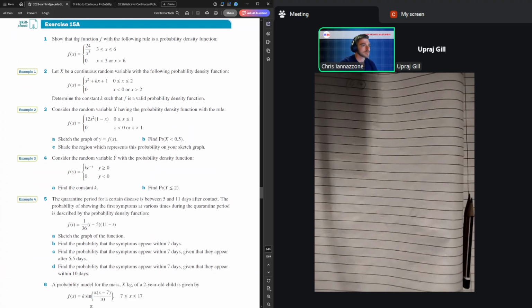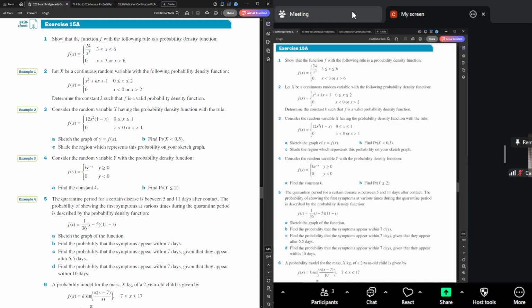Cool. Nice and simple. Question 1. Prove that this function is a PDF, probability density function.